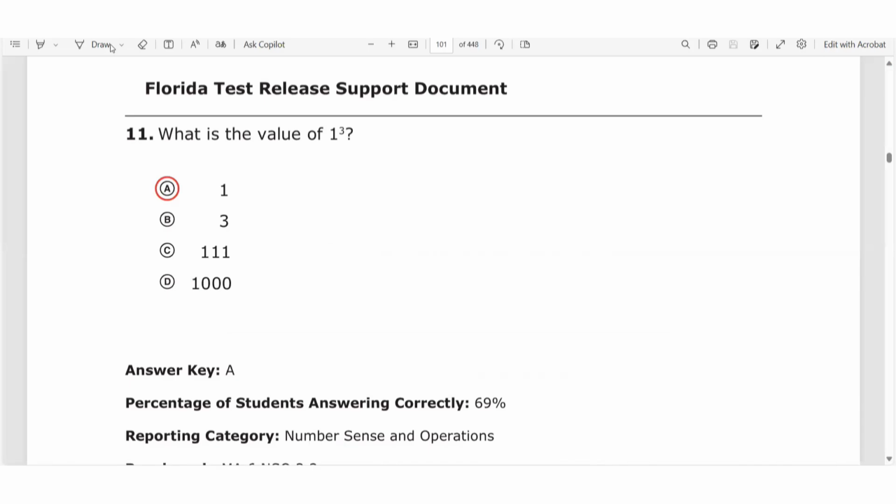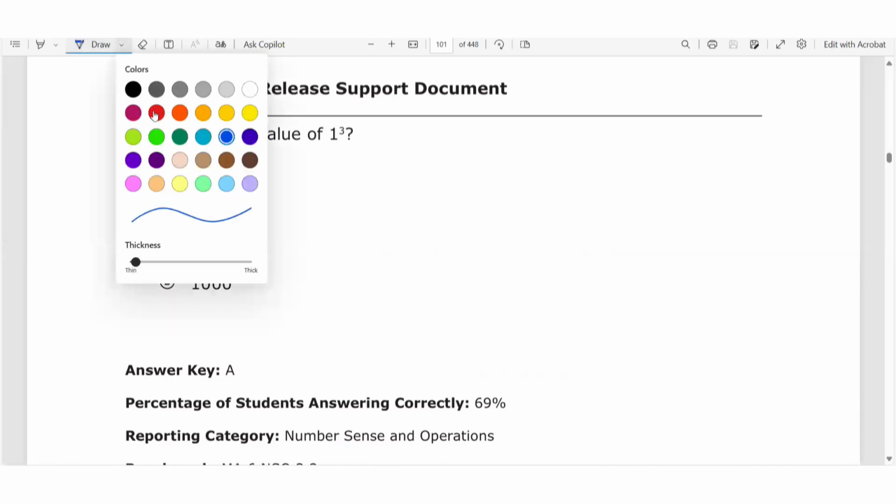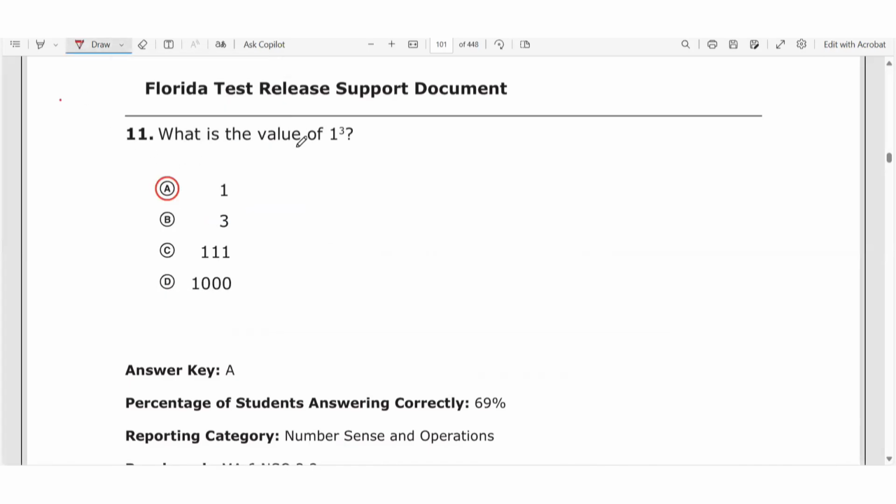Welcome back. What we're looking at today is a grade 6 release paper for their 2024 FAST mathematics exam.